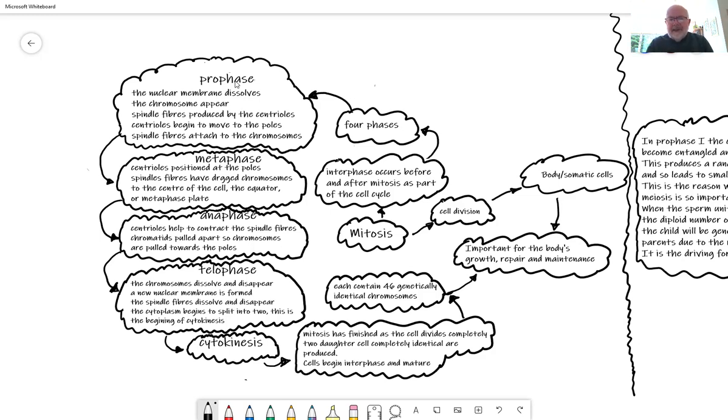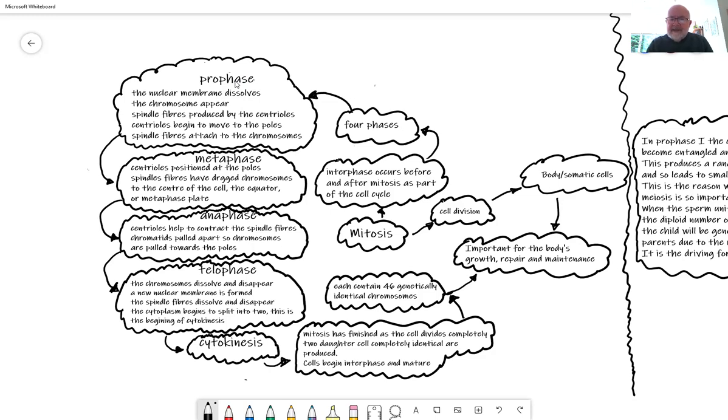Now, at anaphase, the centrioles now help to contract the spindle fibers, and because the chromosomes are in pairs, we call those chromatids, and the contraction of the centriole and the spindle fibers causes the 2 pair chromosomes to be pulled apart into single chromosomes. Now, these are identical, and they're pulled towards those poles.